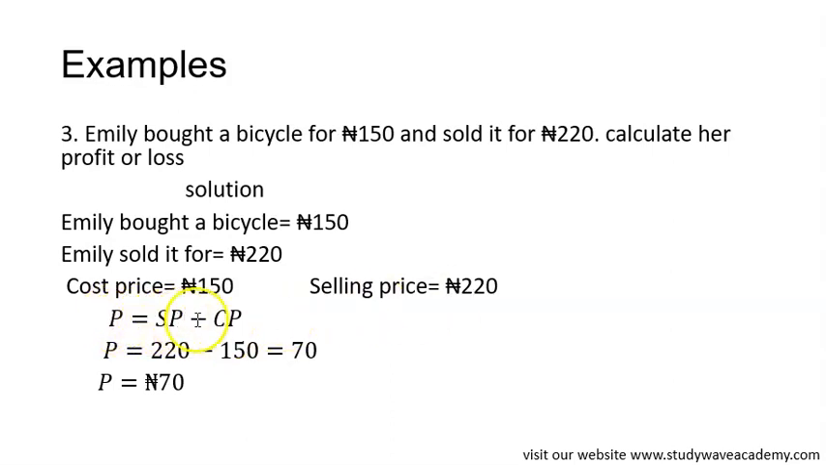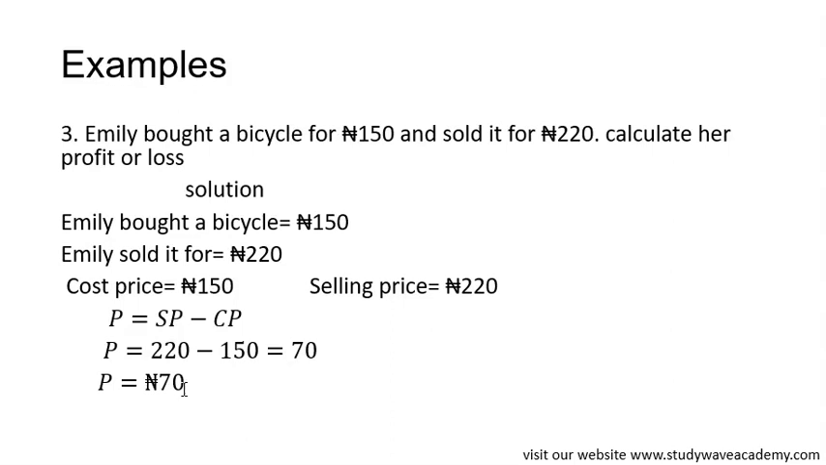P equals SP minus CP. P equals 220 minus 150. Selling price is 220 and cost price is 150. So 220 minus 150 is 70. So the profit is equal to 70 naira. So Emily made a profit of 70 naira.